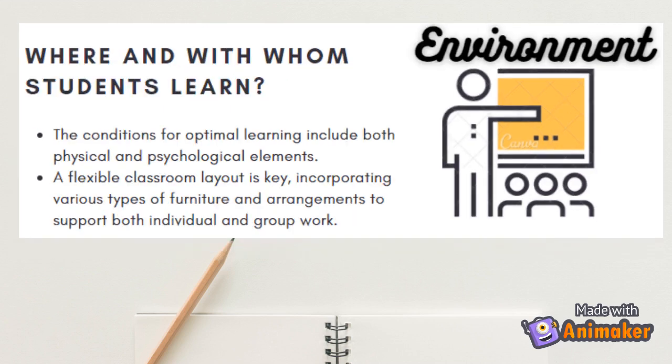The last element would be environment. Environment is where and with whom students learn. The conditions for optimal learning include both physical and psychological elements. A flexible classroom layout is key, incorporating various types of furniture and arrangements to support both individual and group work. Teachers can also take students out of the classroom, such as to the school garden or playground, to give students a different feel of the learning process.